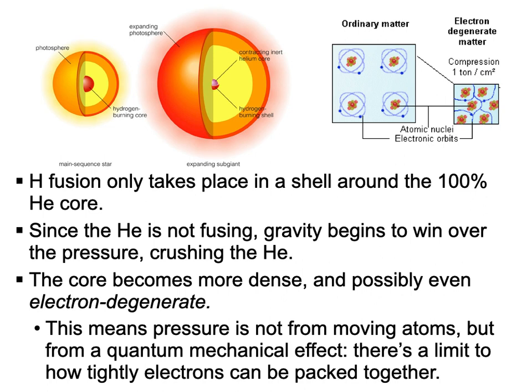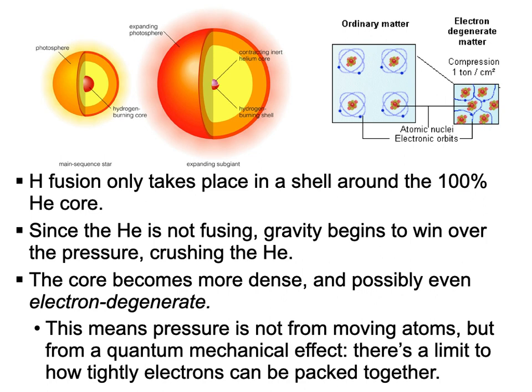What electron degenerate matter means, of course, is that the electrons are just packed as tightly as is allowed by quantum mechanics. So, the core is actually becoming more dense, and this is kind of strange because normally when we think of an object getting more massive, we think about adding more stuff to it so it gets bigger.